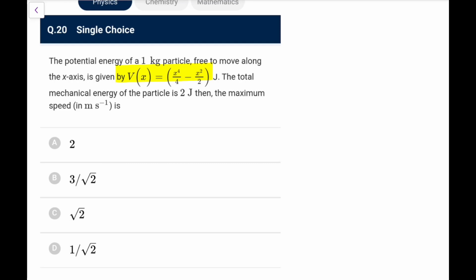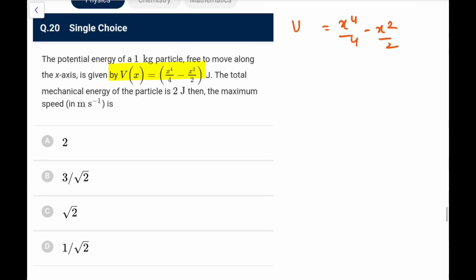Just remember here, minimum value of potential energy is not 0. What would it be? You can find out this U minimum. So first of all, expression for U is x to the power 4 by 4 minus x square by 2. So this is basically a quadratic type thing, so for its minimum, you can directly say dU by dx is 0. Find the extremum points, you will get x cube minus x equal to 0.